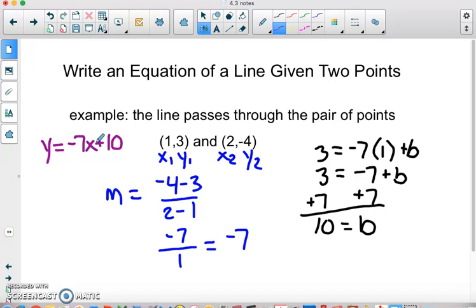Now you are ready to move on to the next video on parallel lines and perpendicular lines. Once you have finished your notes, go ahead and move on to the next video.